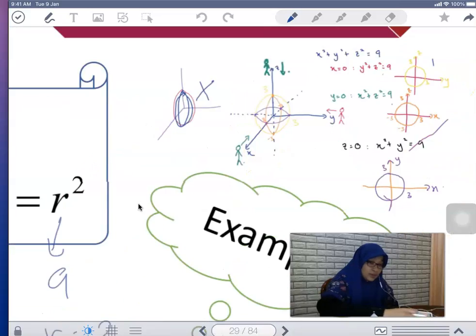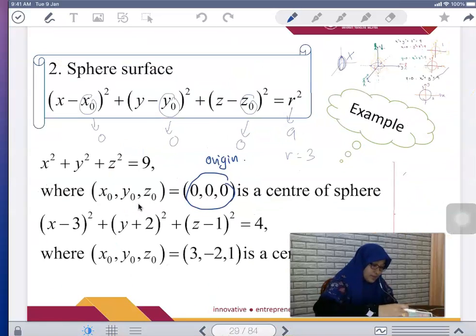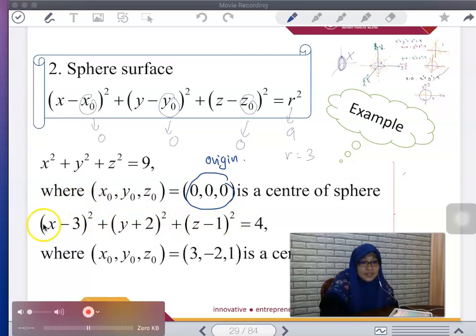Okay, so let's go back to whatever is in the notes here. Now we have another example. We have x minus 3 squared, y plus 2 squared, and z minus 1 squared equal to 4. So now you're back to the general form of the sphere.